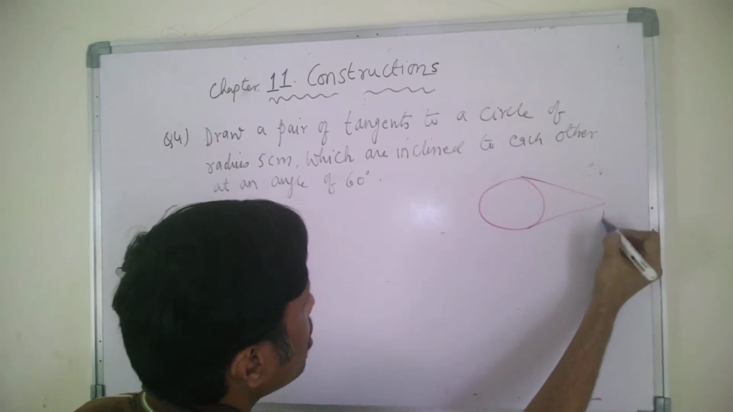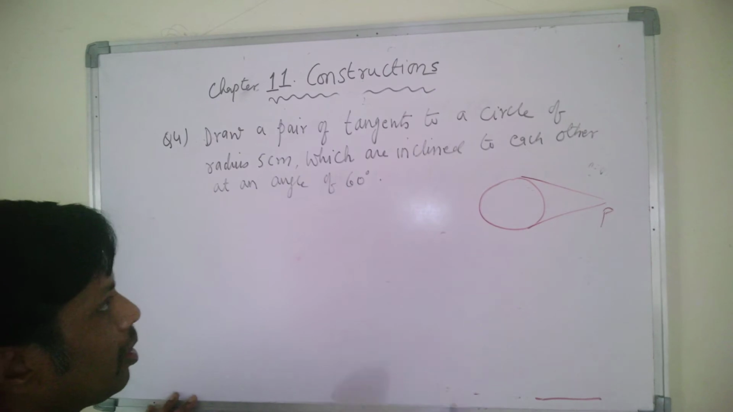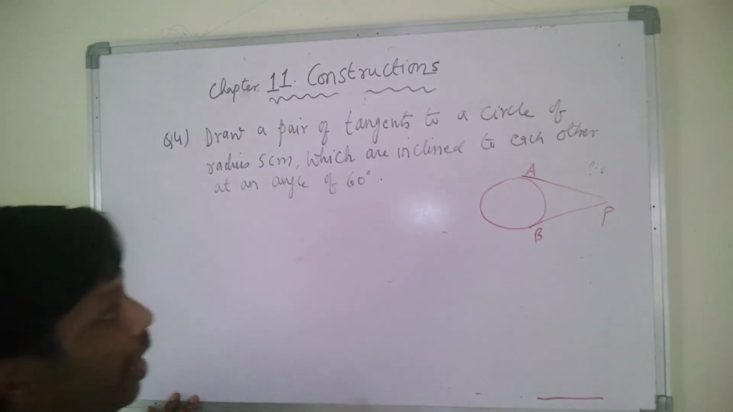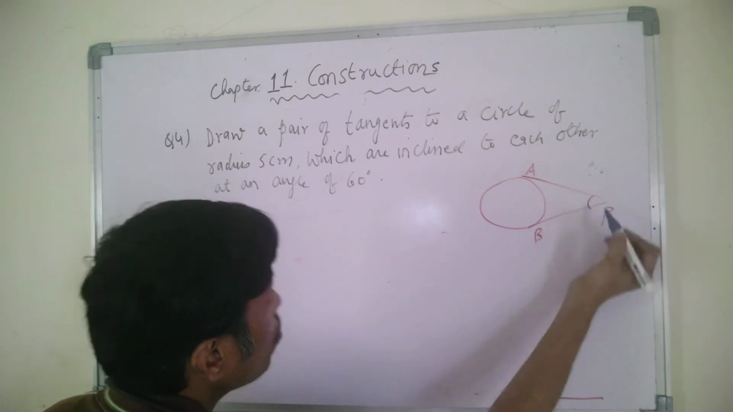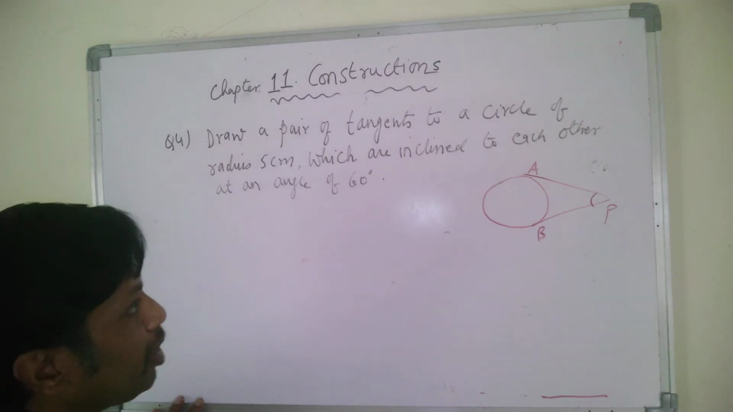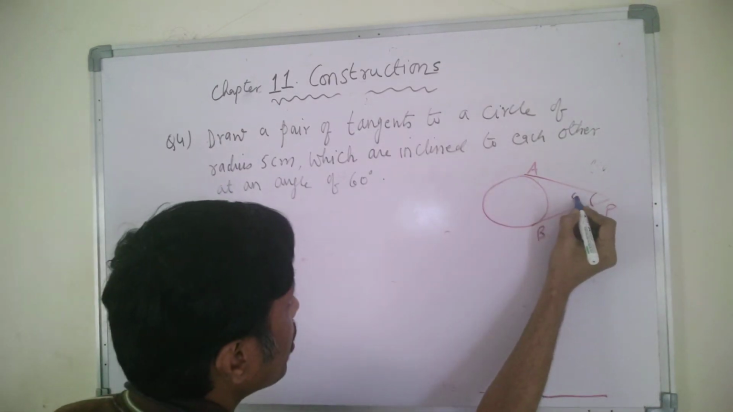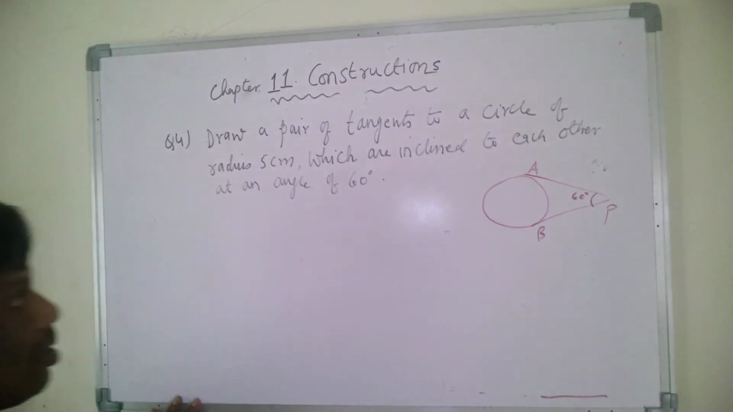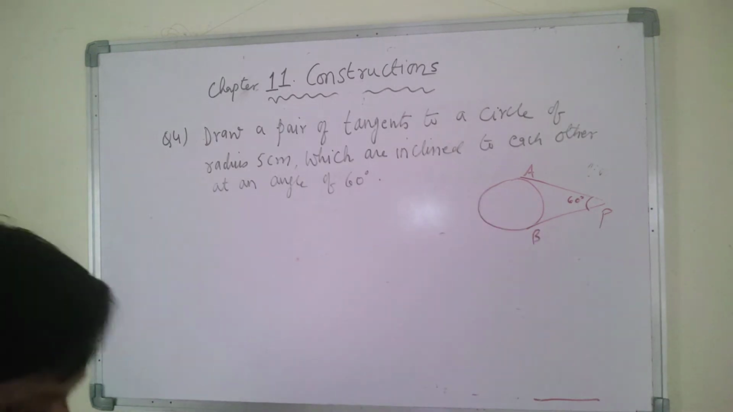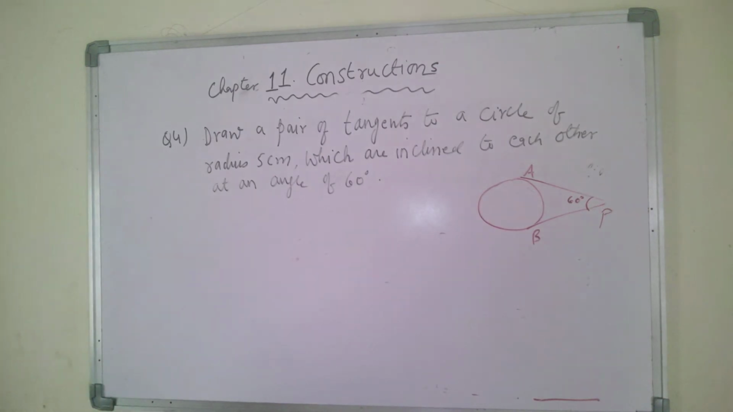If you take any point, say P, PA and PB are the two tangents, okay, and you need to go as per this construction, and the angle between these two tangents should be 60 degree. Now how to do that, right? The radius of the circle is already given to you as 5 centimeter, and with that angle APB or BPA should be 60 degree. Okay, that is what we mean.